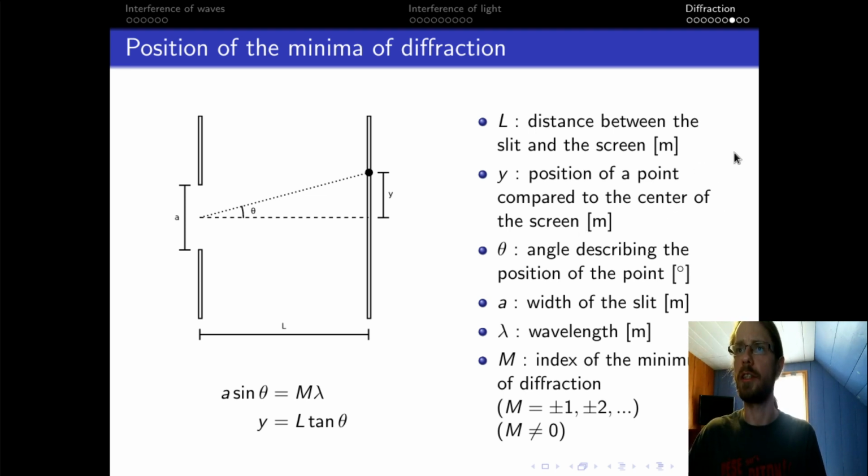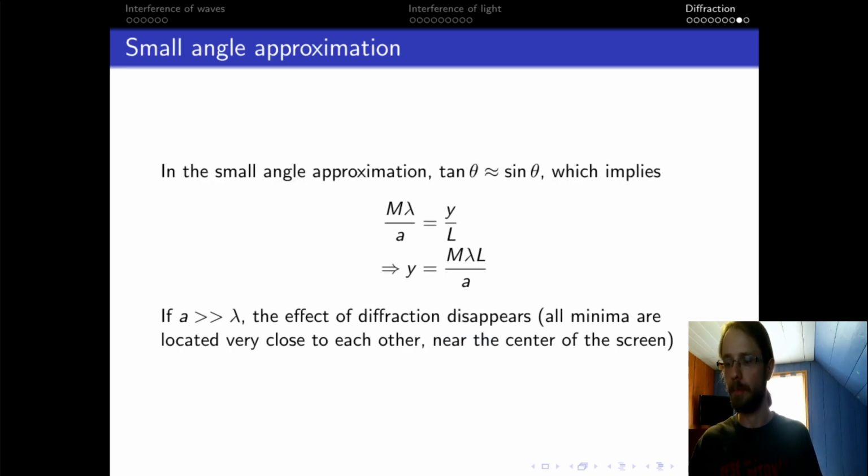So we have the definitions of the symbols here. L, y and theta have the same meaning as we had before. a is again the width of the slit, lambda the wavelength. m, as we stated, is the index of the minimum of diffraction, which is an integer, positive or negative, but cannot take the value of 0, because that would represent the center of the screen, which is not dark at all.